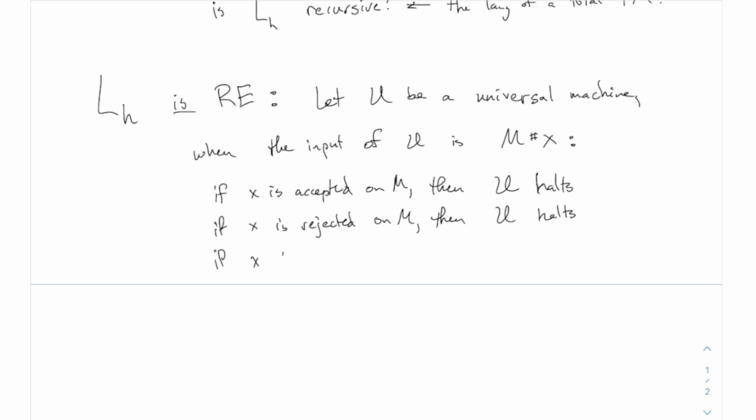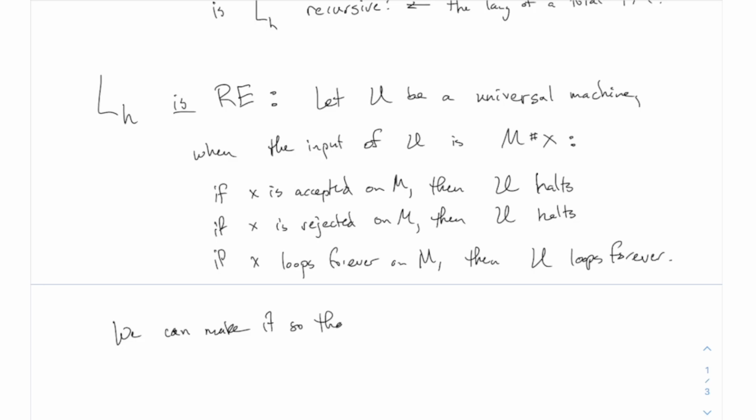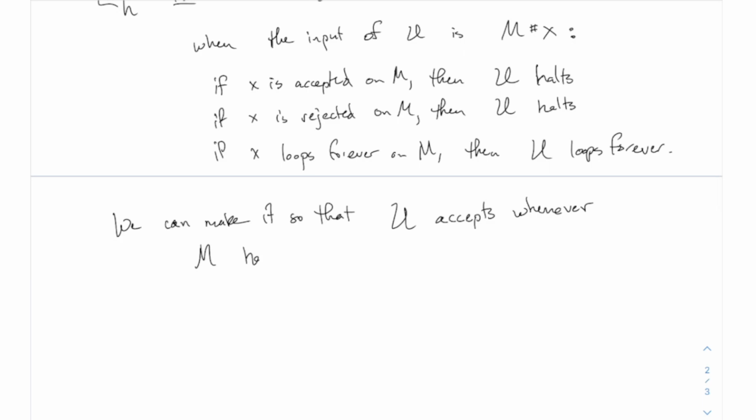So if X loops forever on M, then U loops forever. But in any case, we can make it so that either of those haltings are accepting. So we can make it so that U accepts whenever M halts on X. You just arrange it so that any accepting or rejecting halting of this M results in U accepting.